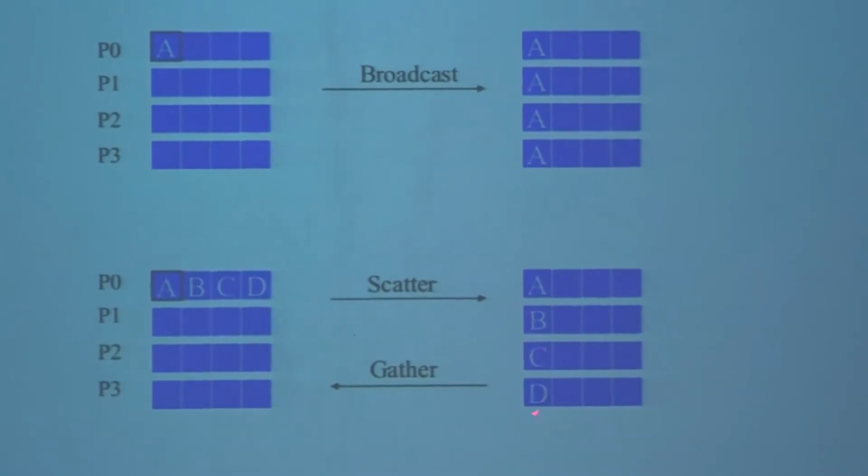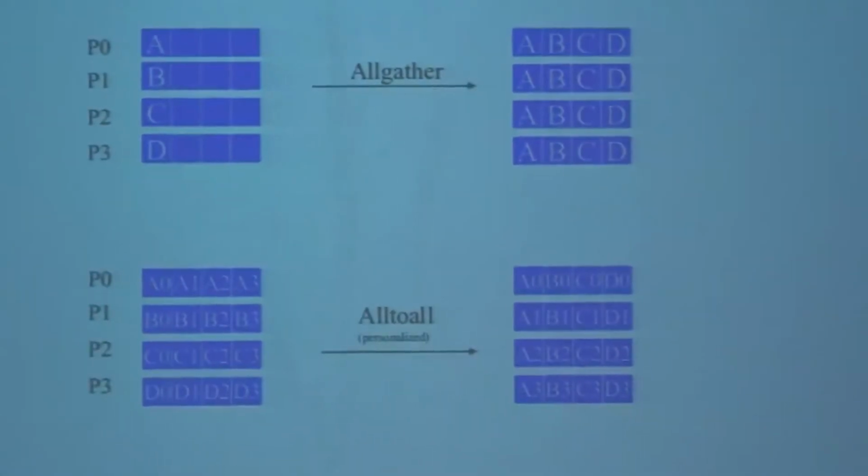Suppose you have a solution, let's say X, that spans the entire set of processes, but you want to print out the solution. So you could gather all of them onto one node, and then that node just prints out the solution. So those are examples of scatter and gather. And then there are other things like all gather, all to all.